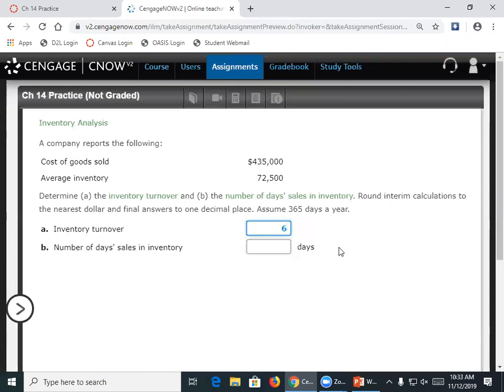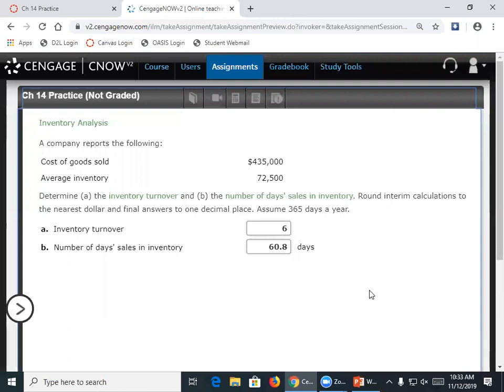Number of days sales in inventory, we're going to take that average inventory of 72,500 and we need to divide it by daily average cost of goods sold. So again, we would have to take cost of goods sold, divide by 365 first, which is 1,192. So we would take average inventory of 72,500 divided by 1,192. So it takes an average of 60.8 days to turn over inventory, or how long inventory sits before it gets sold.